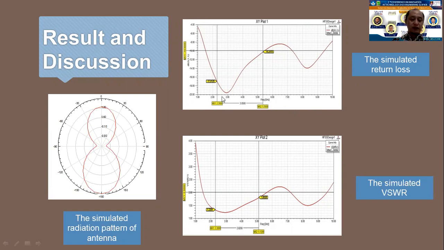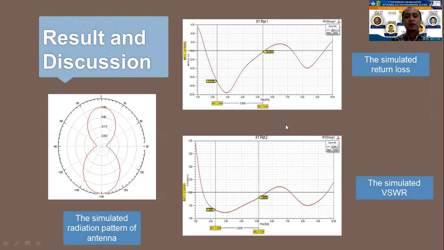The performance of a microstrip antenna is based on the value of return loss and voltage standing wave ratio. The antenna has a good performance when the return loss is less than minus 10 dB, and the value of VSWR is less than or equal to 2 at the expected working frequency. And the radiation pattern is set to be a directional one.